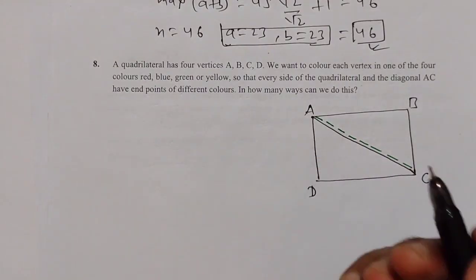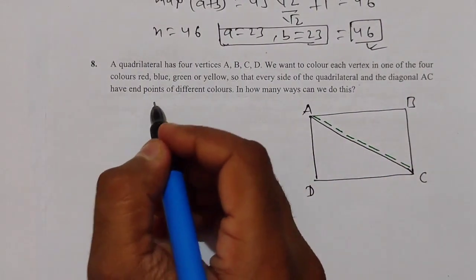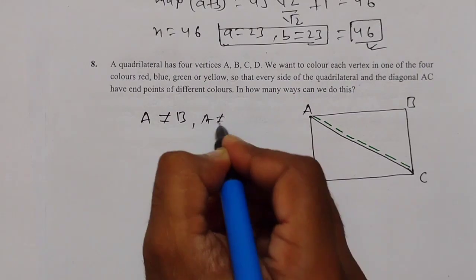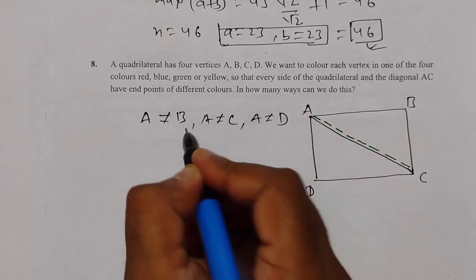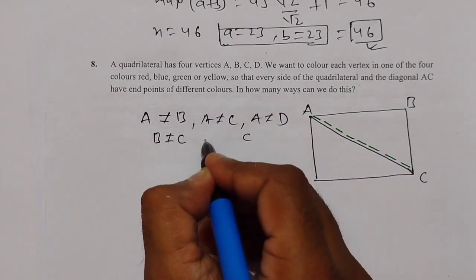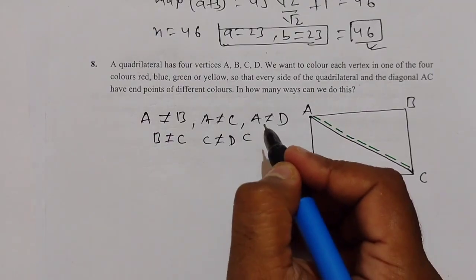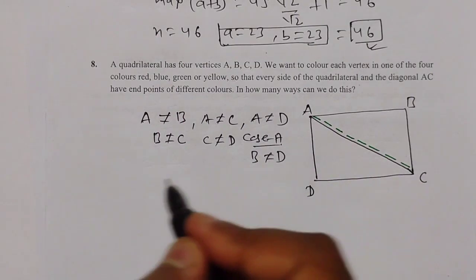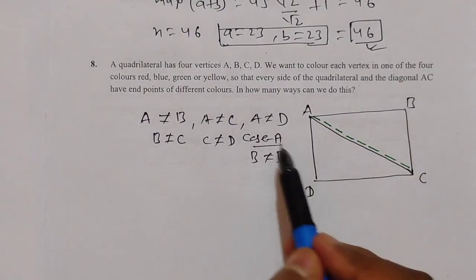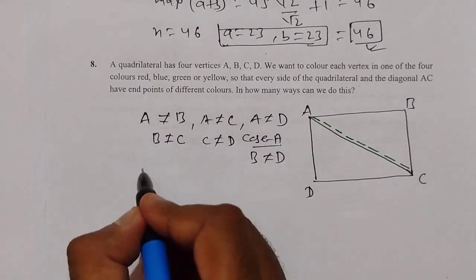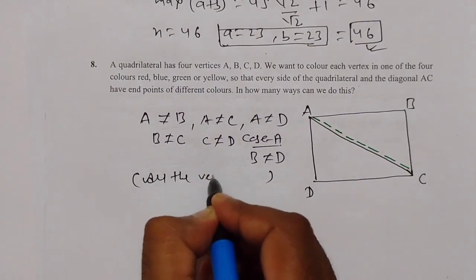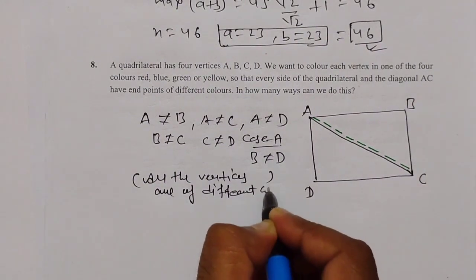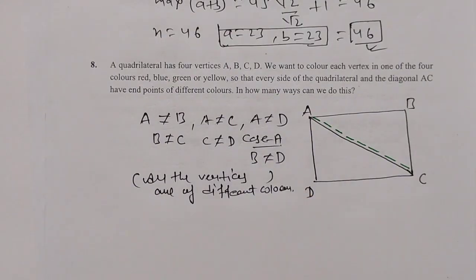So now we have here that A is not equal to B, and also A is not equal to C, and also A is not equal to D. B is not equal to C, and C is not equal to D. So if we use the case where B is not equal to D, then all the 4 vertices are of different colors for this case.